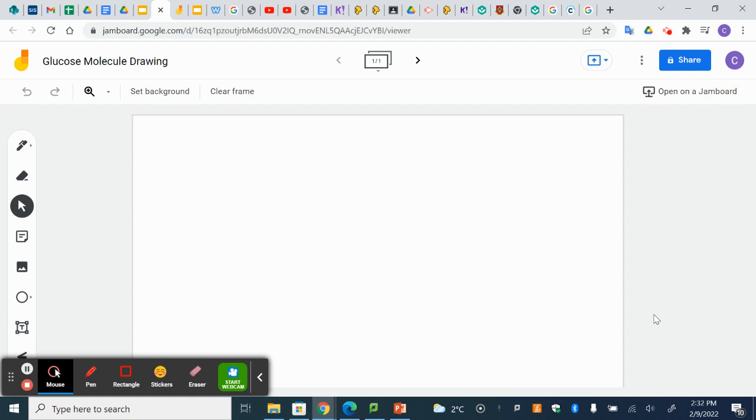Okay, so in order to draw the alpha glucose molecule, I am going to first start off with my oxygen. So step 1 is to start off with my oxygen. So I'm going to draw my oxygen. This is not going to be a very pretty drawing, but I will do my best.